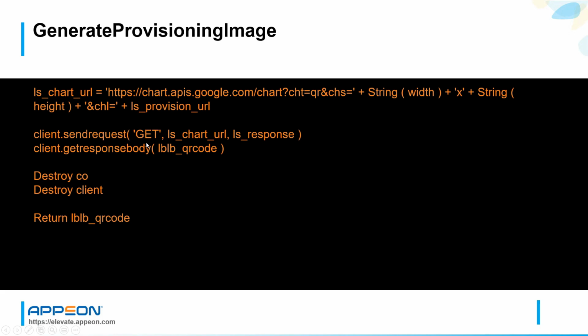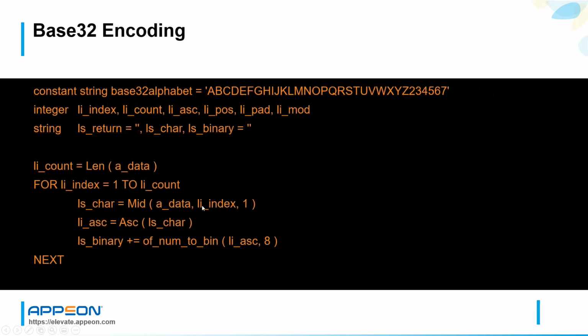And then this is where I'm using the HTTP client just to do a GET request, and I pass in this chart URL, and I get a response back. What I actually want is to do a GET response body to get the blob that contains the QR code. And then I just assign that to a picture object, and the QR code displays.